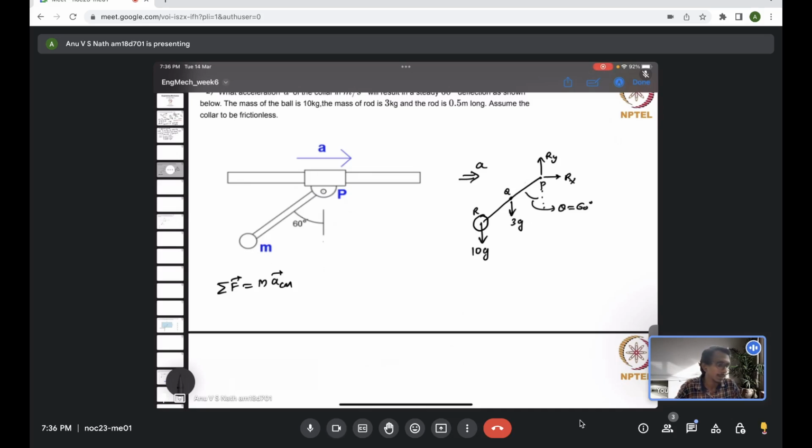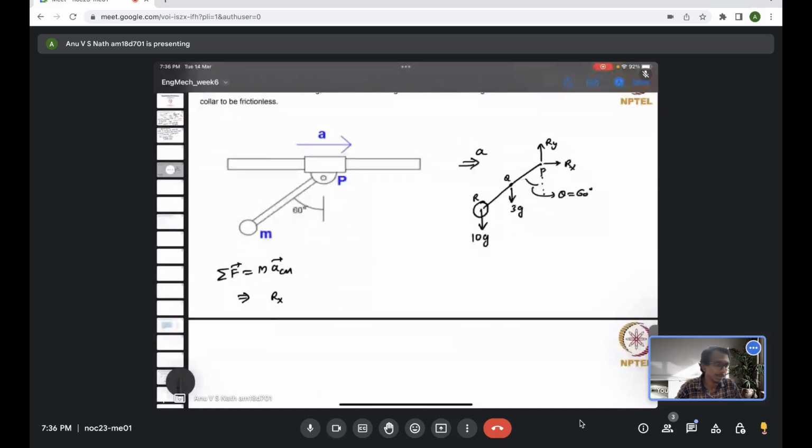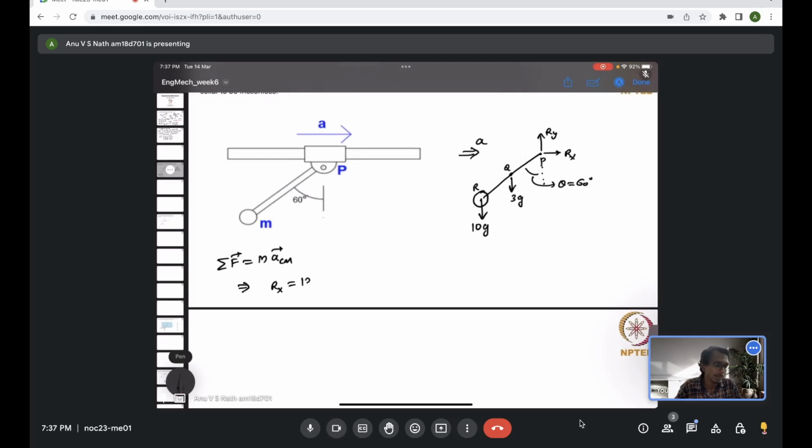If you write it in the horizontal direction, we have the Rx force acting in the horizontal direction, and there is no other force acting in the horizontal direction. This is equal to the mass times acceleration in the horizontal direction. The mass is the total mass of the system: the rod has a mass of 3 and the ball has a mass of 10, so the total is 13. Acceleration of the center of mass is A. So this is one of the equations.